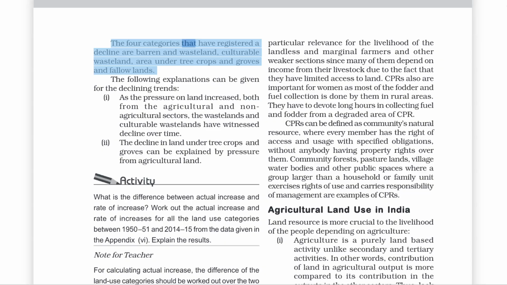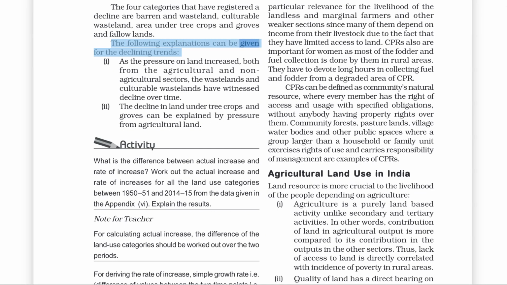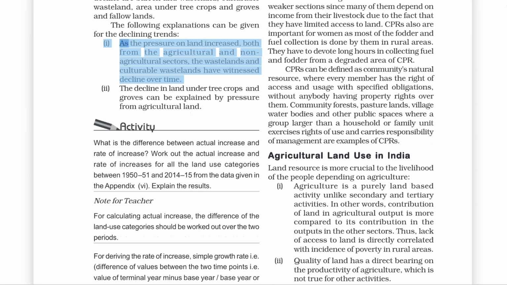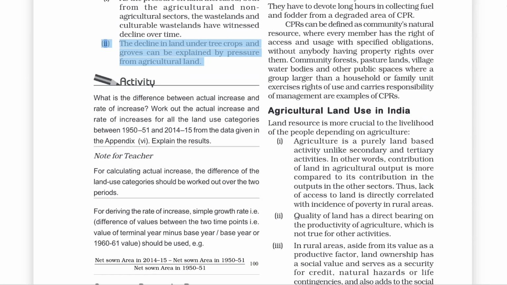The 4 categories that have registered a decline are barren and wasteland, cultivable wasteland, area under tree crops and groves, and fallow lands. The following explanations can be given for the declining trends. 1. As the pressure on land increased, both from the agricultural and non-agricultural sectors, the wastelands and cultivable wastelands have witnessed decline over time. 2. The decline in land under tree crops and groves can be explained by pressure from agricultural land.